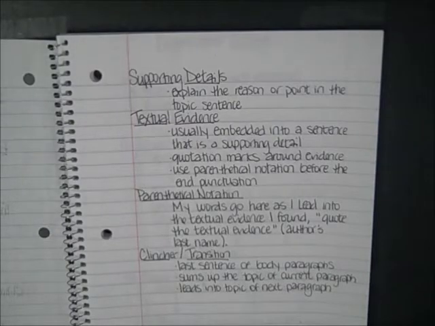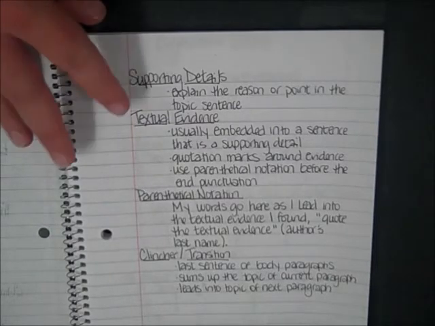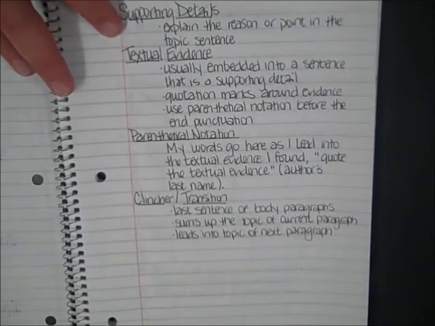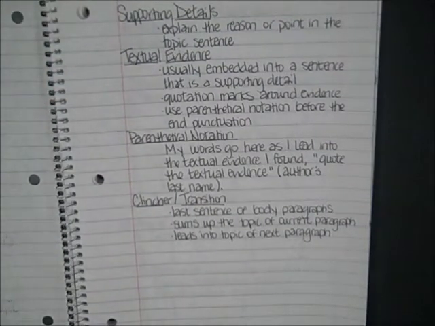Clinch your transition. This keeps your paper from going off of cliffs. It is the last sentence of a body paragraph. It sums up the topic of the current paragraph and leads into the topic of the next one. It keeps everything rocking along nice and smooth like the Mississippi.